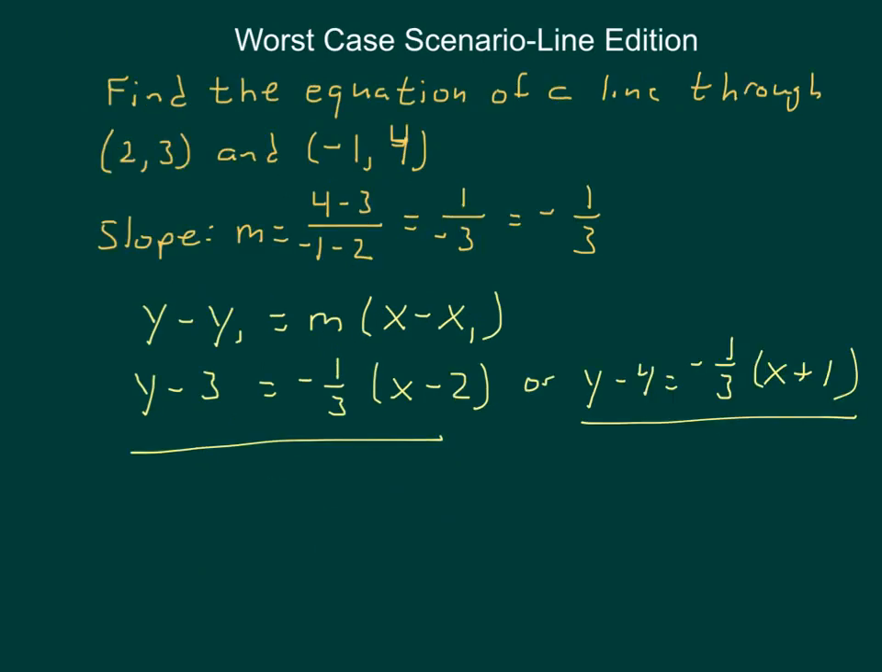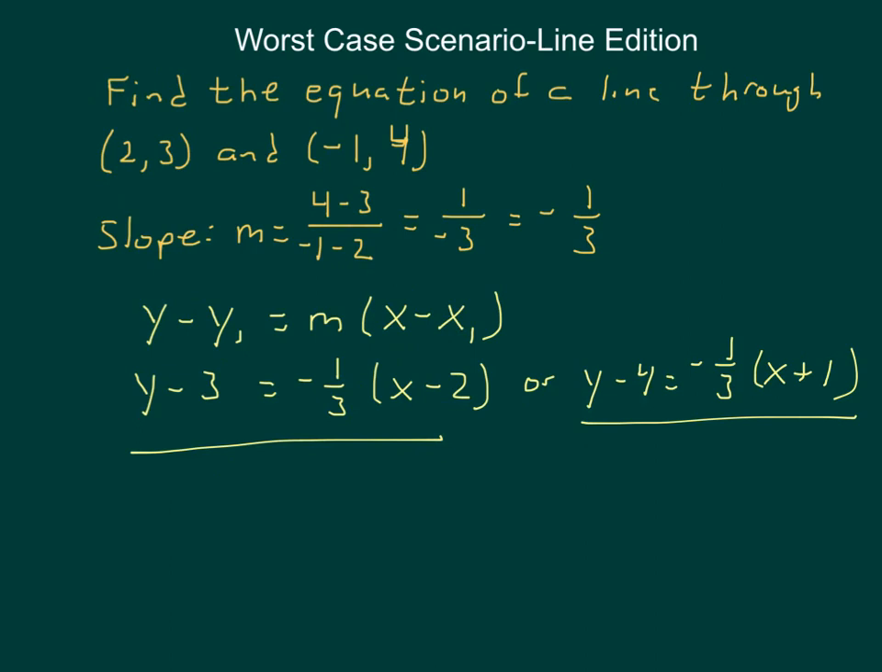Now let's look at the worst case scenario, line addition. Why do I say this is the worst case scenario? Because basically this is the hardest problem I could give you. The numbers can change, making it a little bit more difficult, but in terms of the concepts and what you have to do, this is as hard as it gets. What we have in this case is I want to find the equation of a line through the points 2, 3, and negative 1, 4.